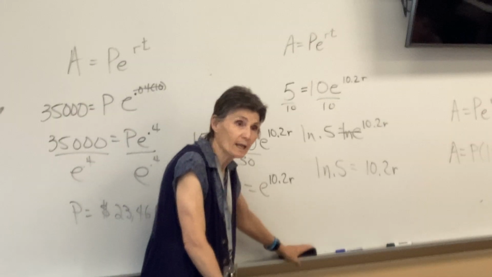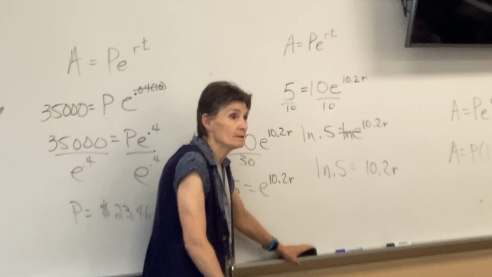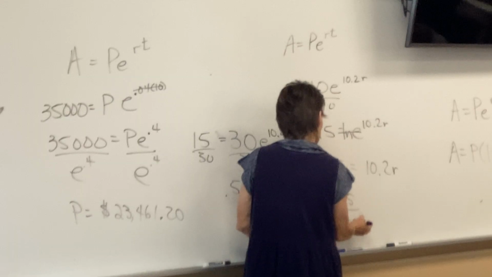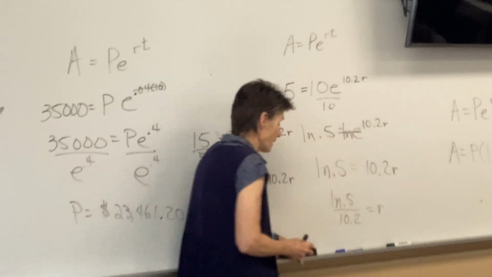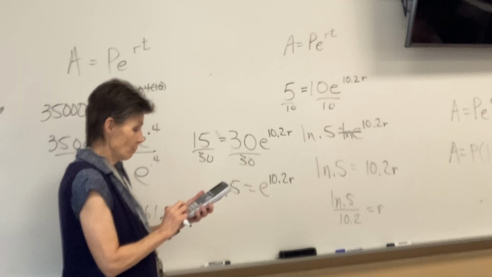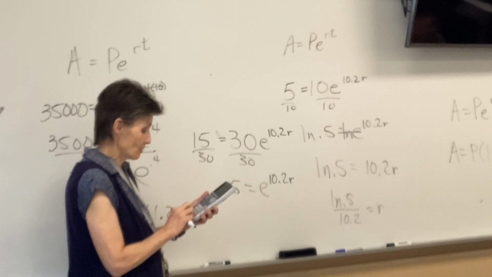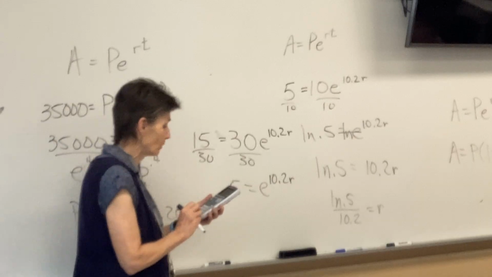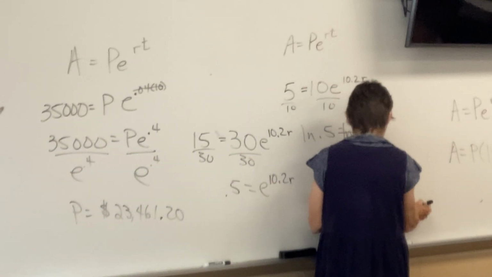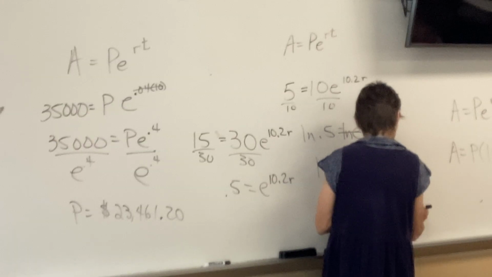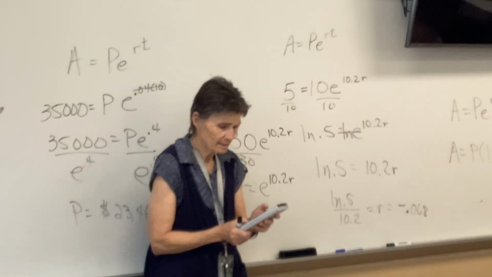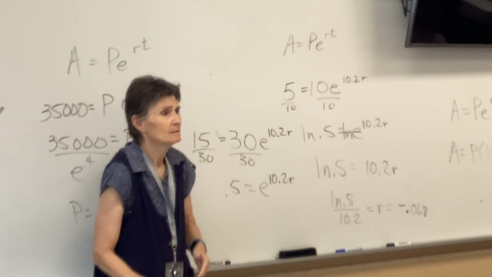So now what will I do? Divide by 10. So ln 0.5 over 10.2 is my R. ln 0.5, don't forget to close the parentheses if you need to. Oh, wait a second. I got negative 0.068. Did you get a negative number? Yes. Does that make sense? Yep.